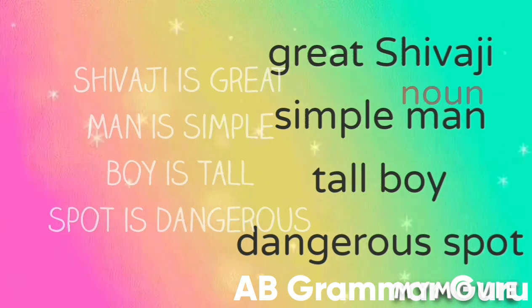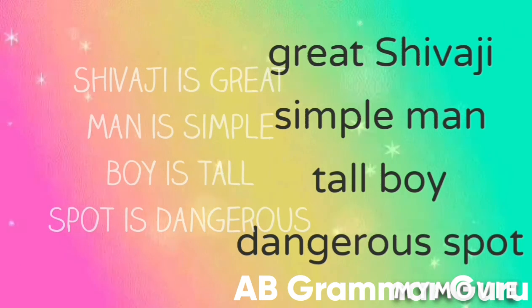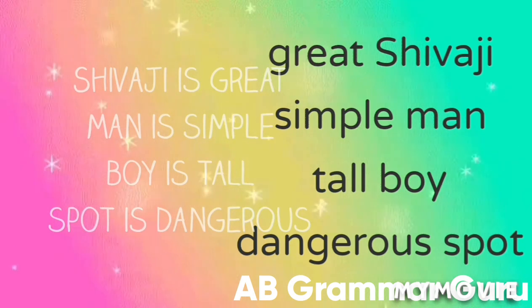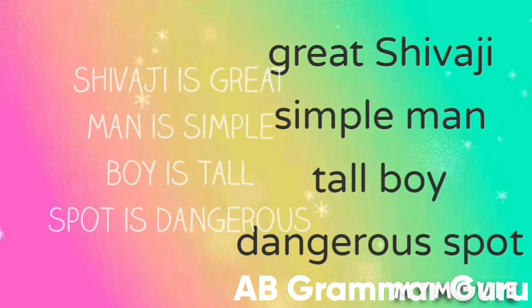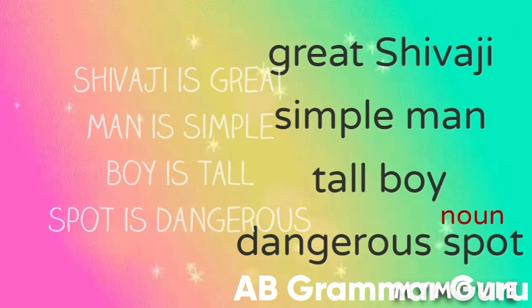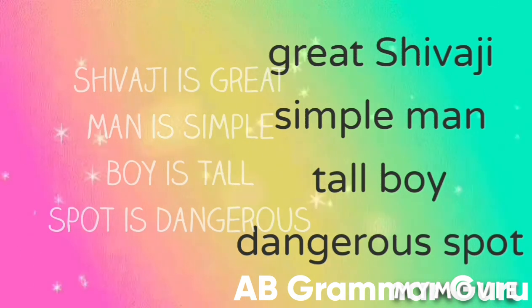Because man is a noun. And simple is the word which is telling us or describing the noun man. Tall boy. I can also say boy is tall. So tall is saying something about boy. So tall is an adjective, right? Dangerous spot. So spot is the noun and dangerous is the adjective. I can also say the same. Spot is dangerous.